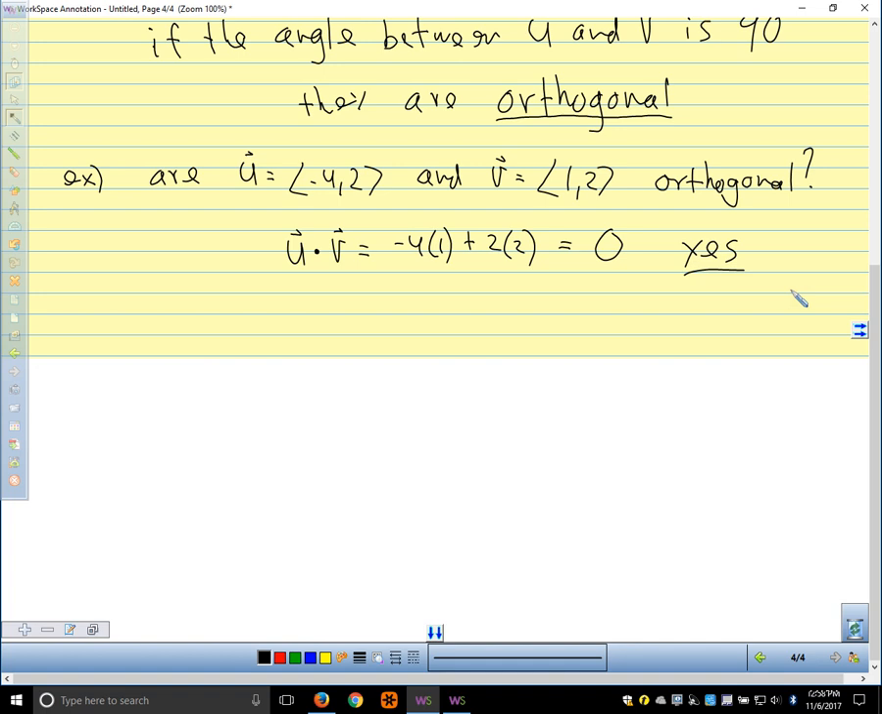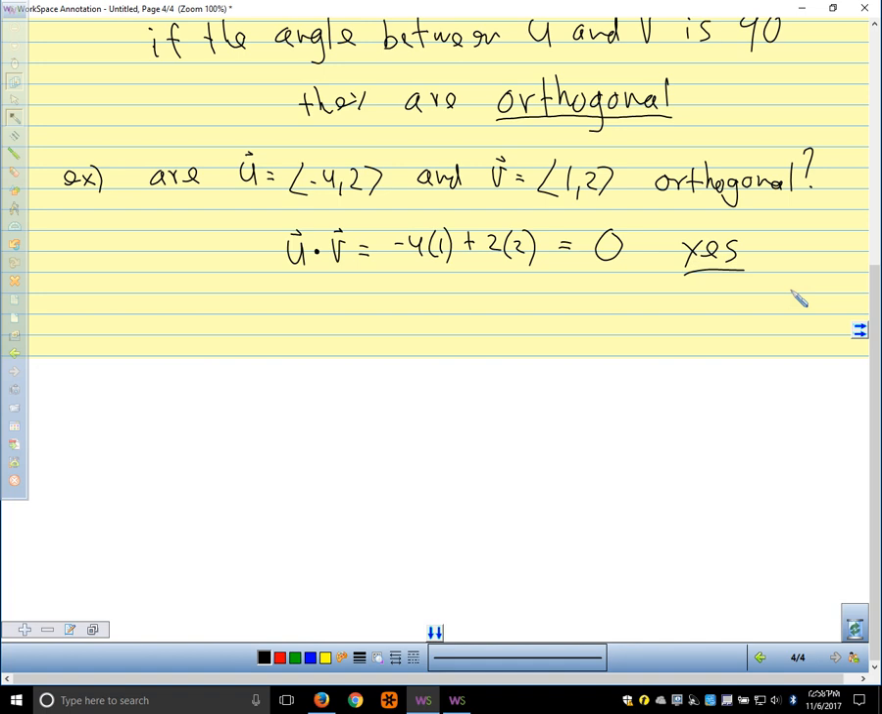So how many of you are in physics? A couple. Few. So if an object is traveling in a circle, what direction is the acceleration? You haven't gone there yet?